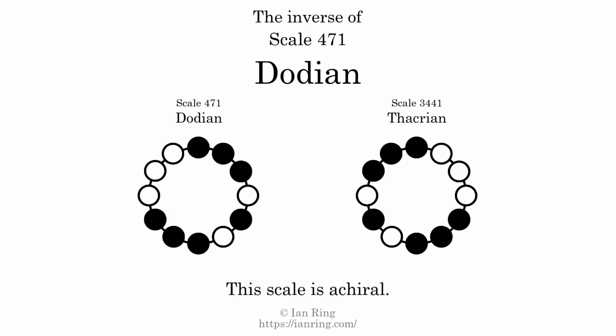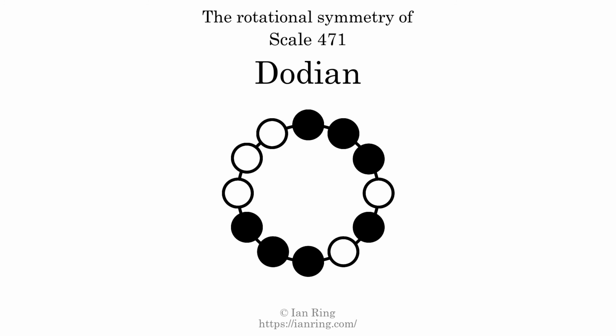The inverse of a scale is a mirror image. It is what you get when the sequence of intervals is reversed. The inverse of this scale is scale 3441, also known as Thackeryan. This scale is achiral, since it can transform into its own reflection by a rotational transformation. This scale has no rotational symmetry.